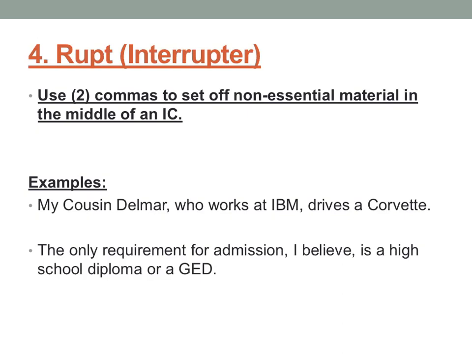So, for example, the first one: my cousin Delmar, who works at IBM, drives a Corvette. If you take out everything between those two commas, it still makes sense. My cousin Delmar drives a Corvette. You don't really need to know where he works to know what he drives. It's extra information, and extra information is good because you want to make your sentences detailed. However, you want to use interrupters when you have this sort of information. This is helpful when you're introducing an author. You know, Bob Jones, who is an engineer at NC State, said.